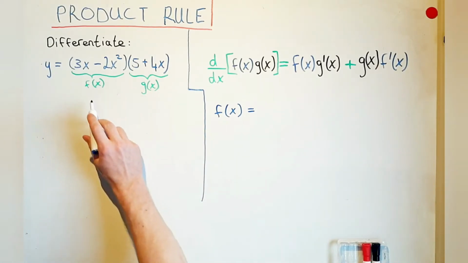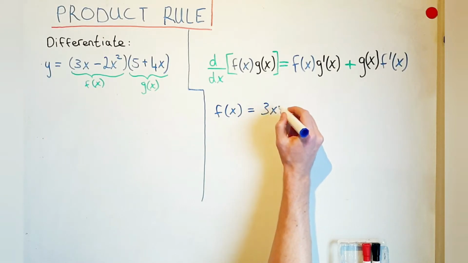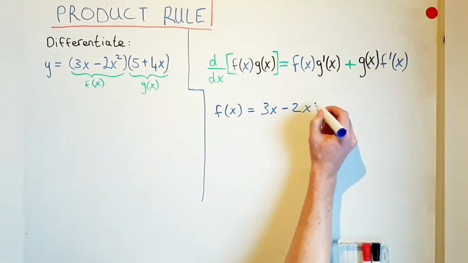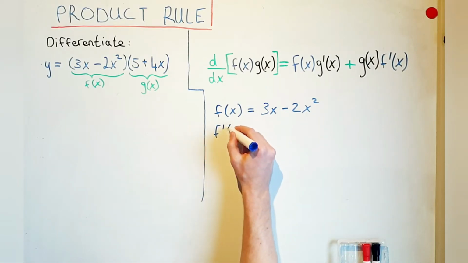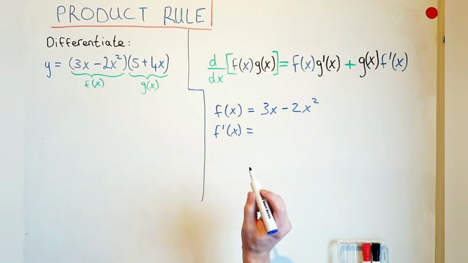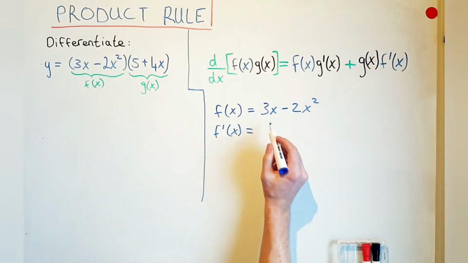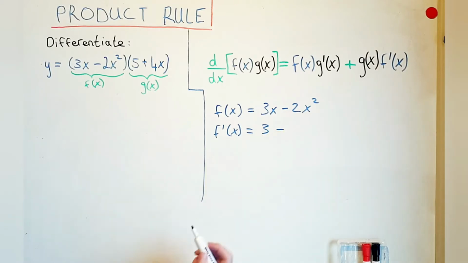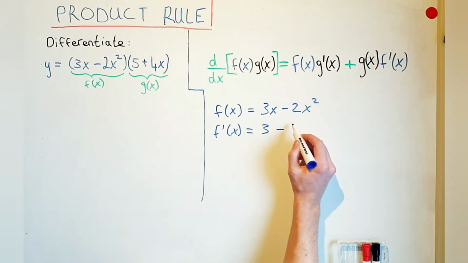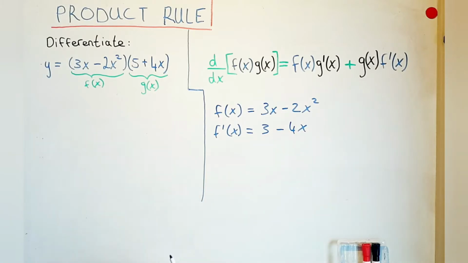Our f of x we know to be 3x minus 2x squared. And we know that we're going to be using an f prime of x, so we'll just do that here. That's going to be equal, well, if we differentiate this, we know that 3x goes to 3, and we know that a minus 2x squared goes to minus 4x.